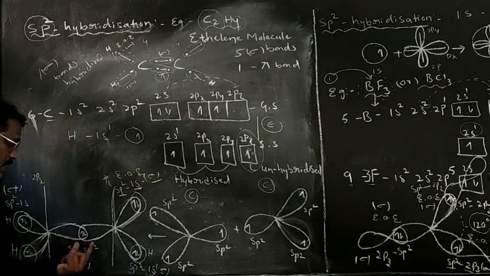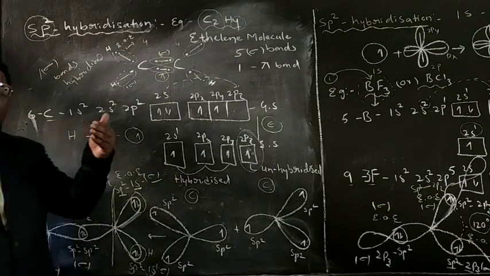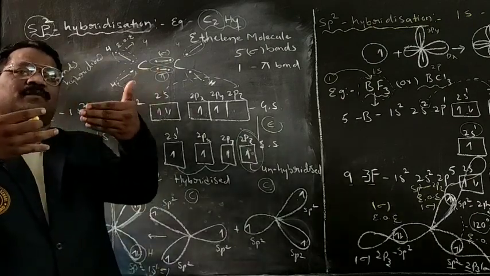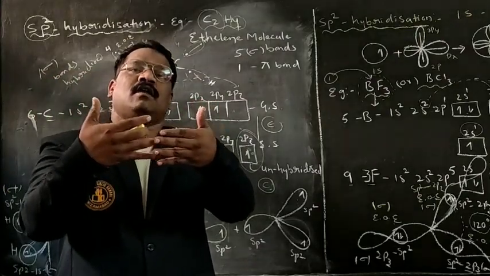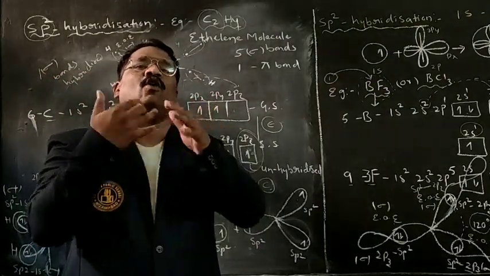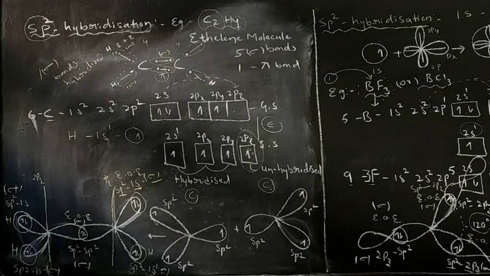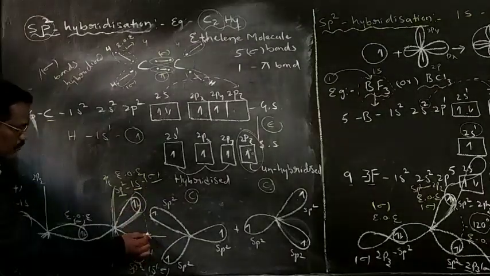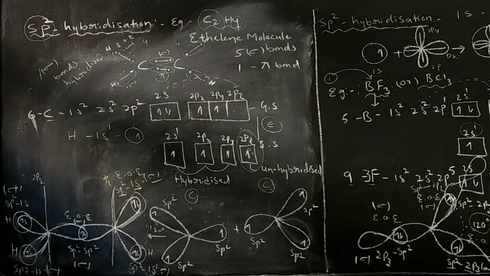And here, between these two carbons, an sp2 hybrid orbital and an sp2 hybrid orbital overlap each other by end-on-end overlapping. Due to that, one more sigma bond is formed, such that the bond angle between them will be 120 degrees.